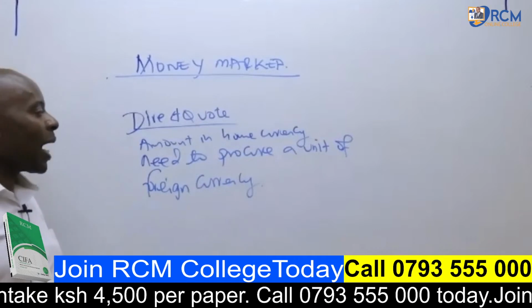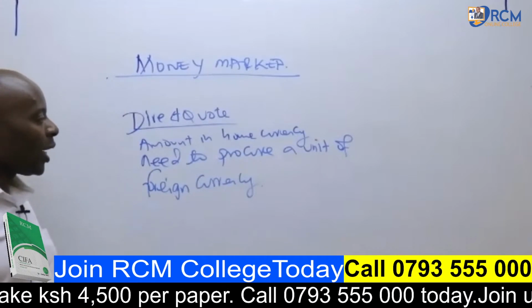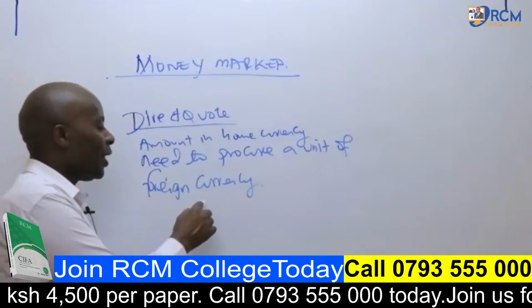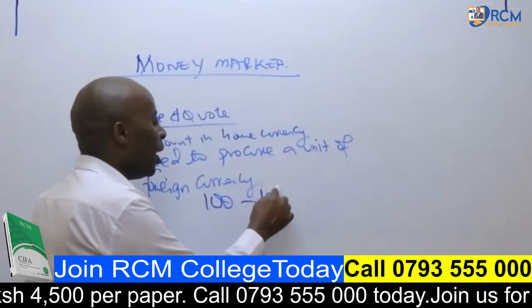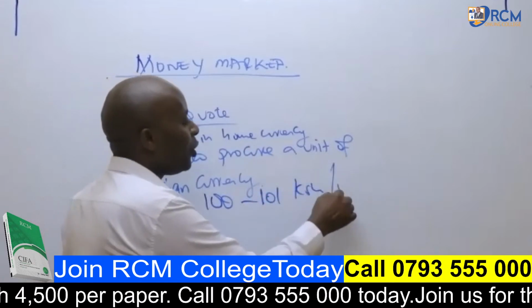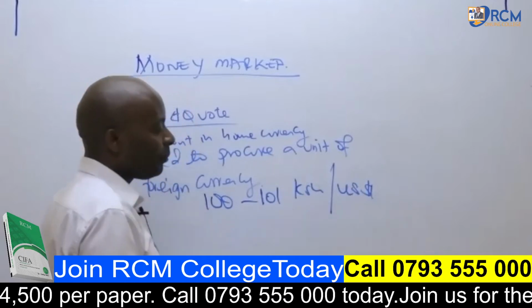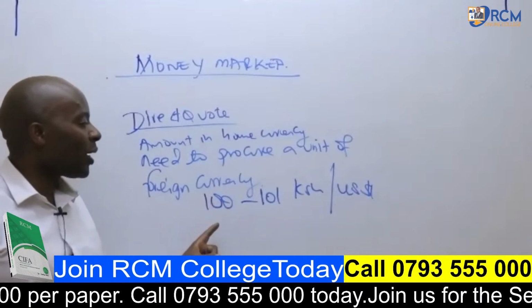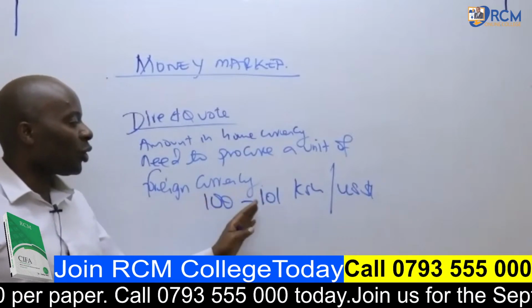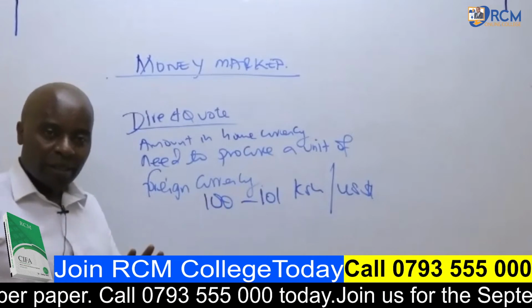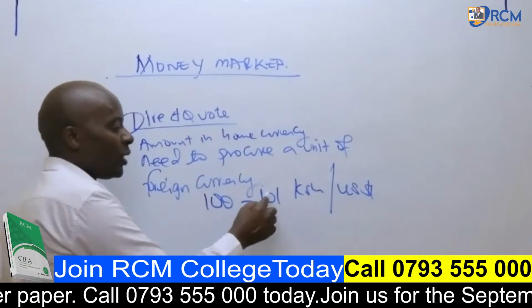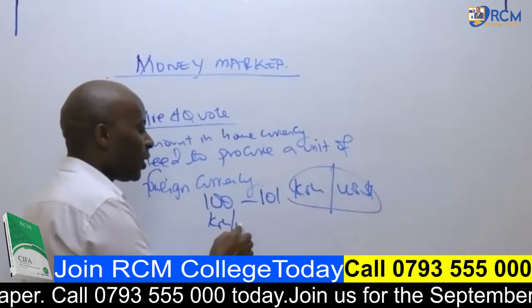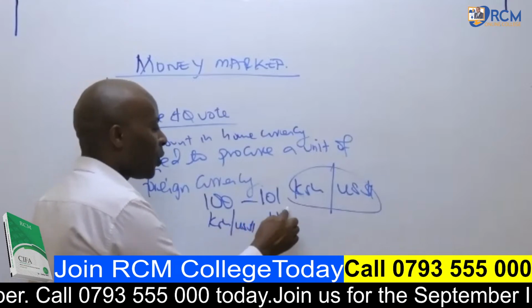Amount in terms of home currency needed to procure a unit of foreign what here? Foreign currency. For example, you could be given 100 to 101 Kenya shillings per US dollar. One time some students told me that Mwalimu, whenever we see these 100 to 101, one of them should be Kenya shilling, the other one should be the US dollar. No, that will be very wrong. Both of them are exchange rates. They must be having 2 currencies. So this is Kenya shillings per US dollar. This is Kenya shillings as well per US dollar.